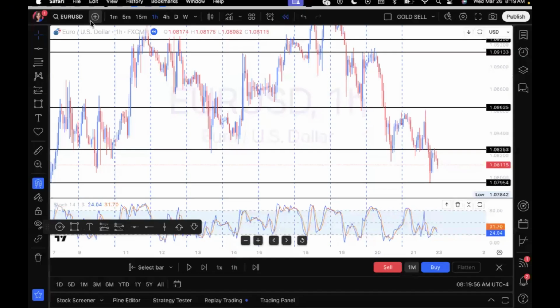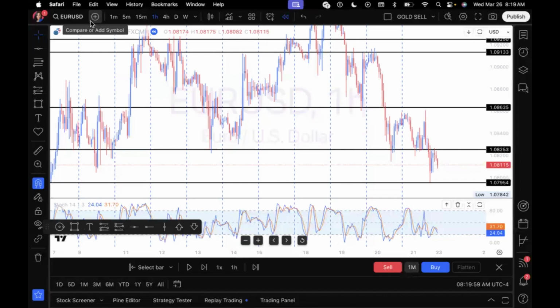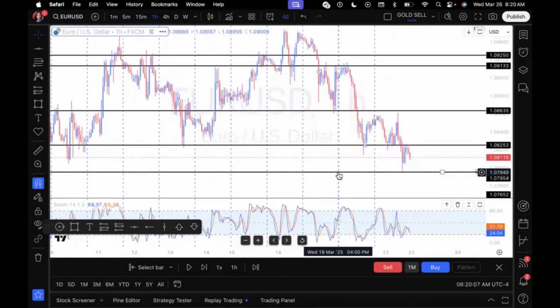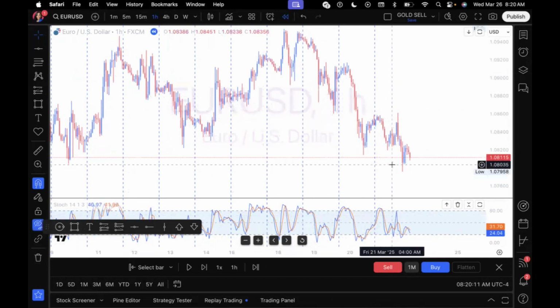So on TradingView, I have put the chart in replay mode just so we can go back to that Sunday at that time and see what the market was doing, and I can break down my thought process. Now, there are a lot of lines on the chart, so let me just hide them for a second so we can see the naked chart.